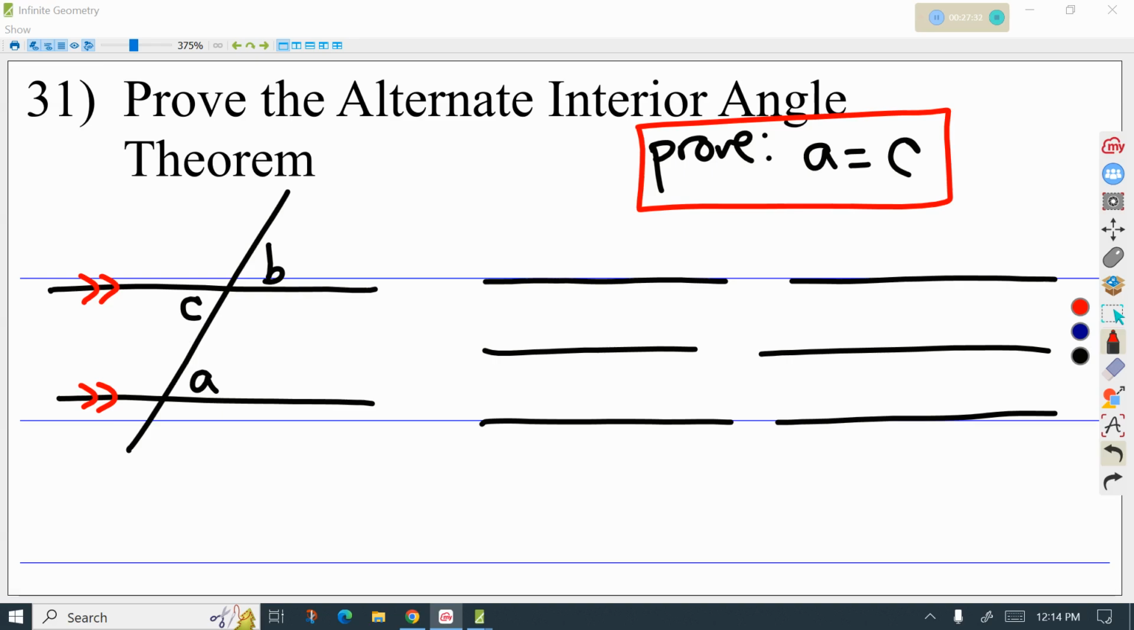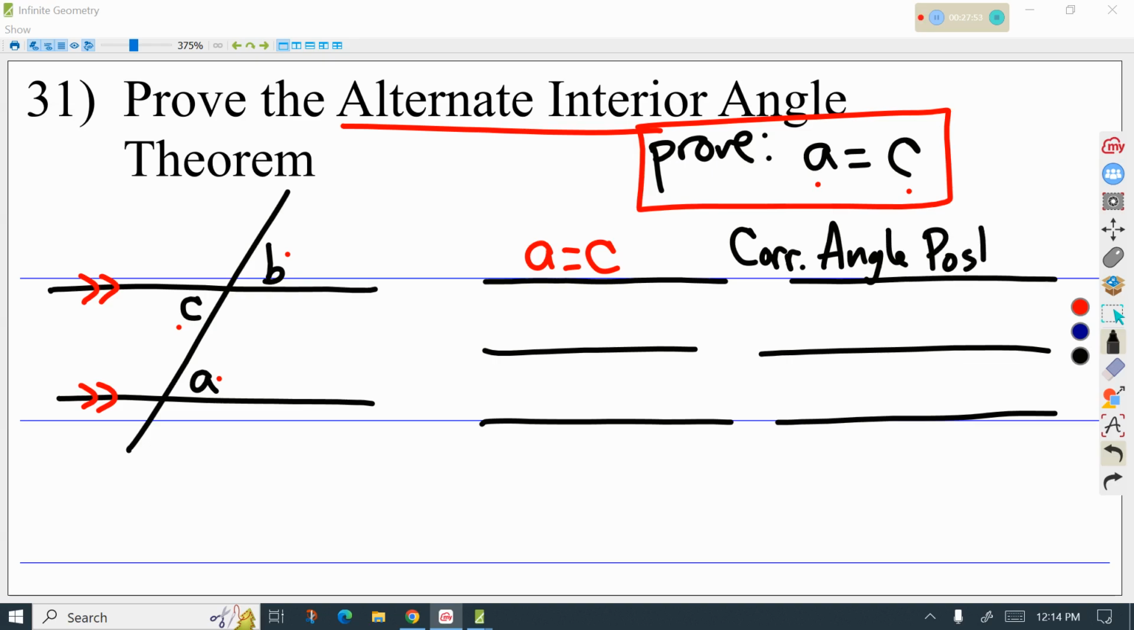The difference will be that I will change these letters, and I will change these letters, okay? But the idea will be the same, and the theorem will be the same, okay? So we start off by saying that A is equal to C, okay? And the reason that that's true is called the corresponding angle postulate, okay? So I'm going to abbreviate a little bit for the sake of time, but please understand that this is supposed to say corresponding, okay?